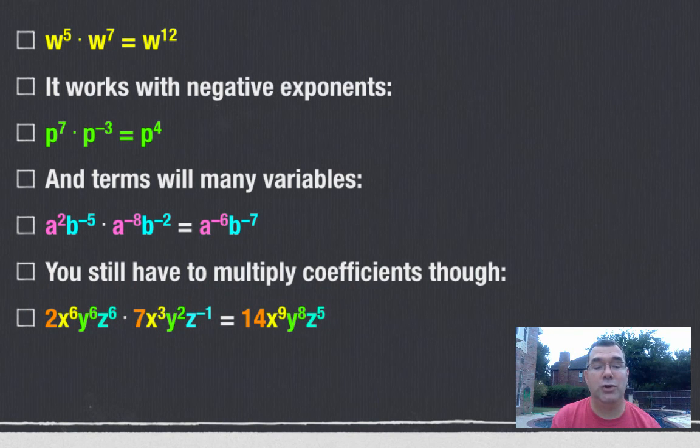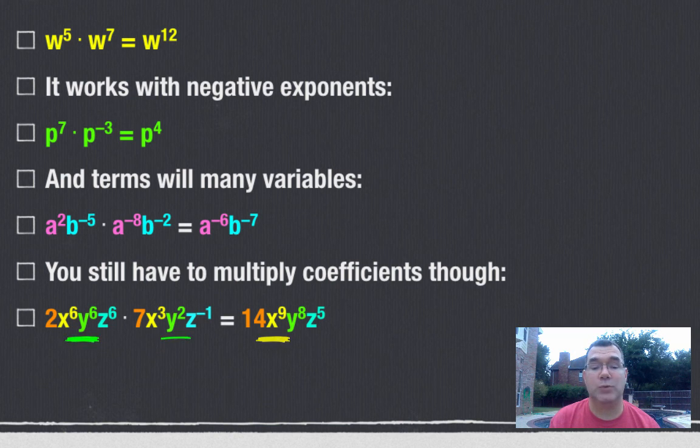Okay. If there are big numbers in front, like coefficients, I still have to multiply those. So if I have 2 x to the 6, y to the 6, z to the 6 times 7, x to the 3, y to the 2, z to the negative 1, I still have to multiply the 2 and the 7 to get 14, and the rest of it, I just add the exponents of the bases that are the same. So the x to the 6 times x to the third, that's going to give me x to the 6 plus 3, which is x to the 9.